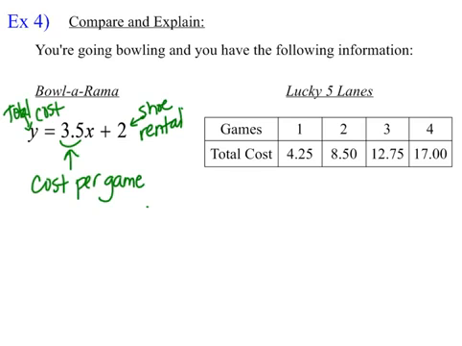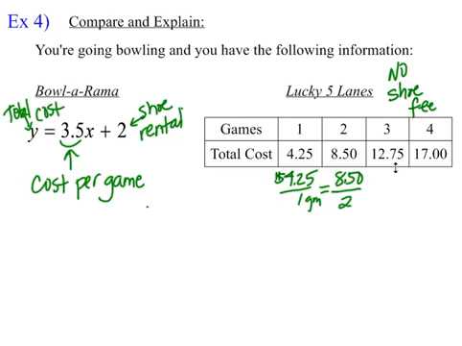So let's see if we can do an analysis of the Lucky 5 Lanes. Now, because it's in a table, the best thing for us to do is check the constant of proportionality. So 4.25 divided by 1, is that the same as 8.50 divided by 2? It is, and since these are exactly the same, that means there's no fixed fee. They're only charging us $4.25 per game.